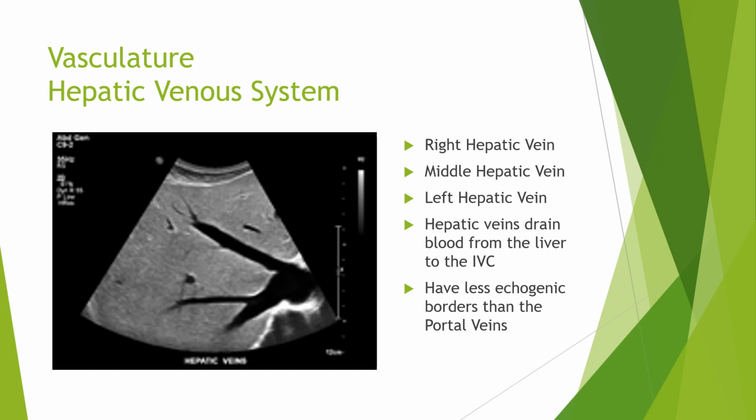The hepatic veins have less echogenic borders than the portal veins because of their histology and the organization of the cells in the walls. So they're going to be less echogenic than the portal veins. That's one of the ways that you can tell whether you're looking at a portal vein or a hepatic vein.